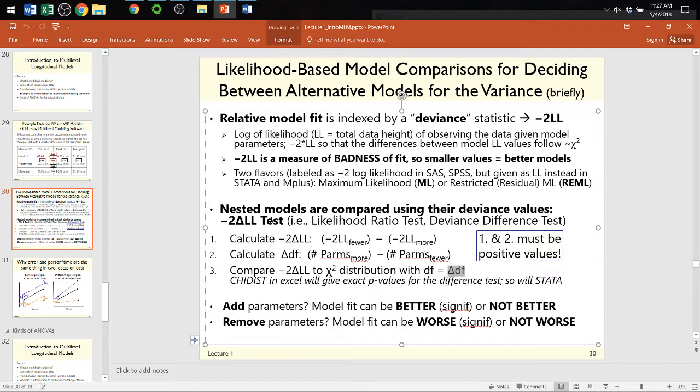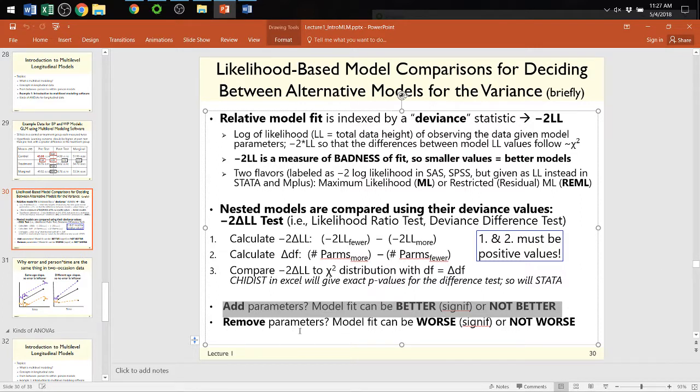Sometimes models are phrased as whether we're adding things, and sometimes they're phrased as whether we're taking things away. So think of it this way. If you add parameters, you're adding more stuff to your model, such as more piles of variance, your model can get better or not better. Better means it's significant. So what we just did is an example of going from a 1 pile to a 2 pile. We would want to know if we made the model better or not better.